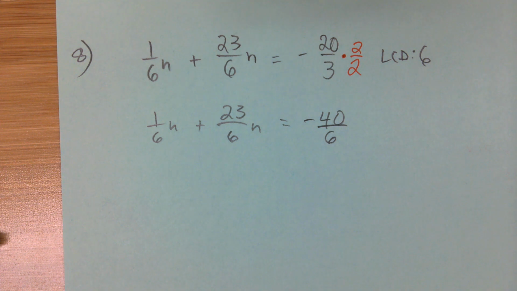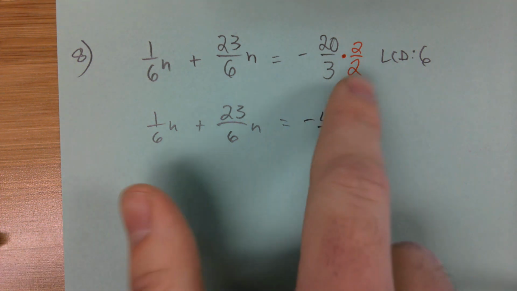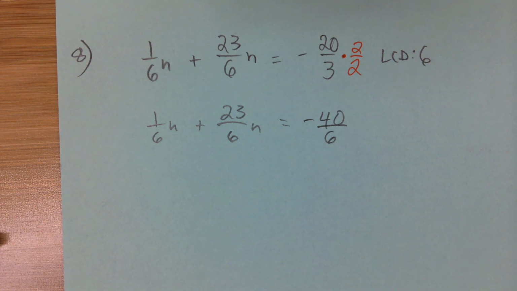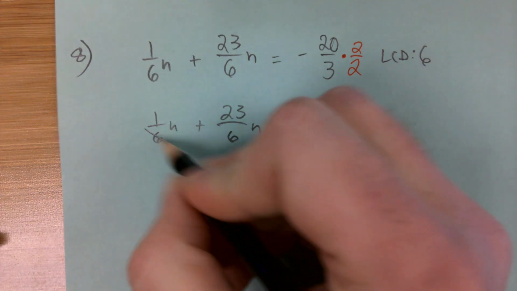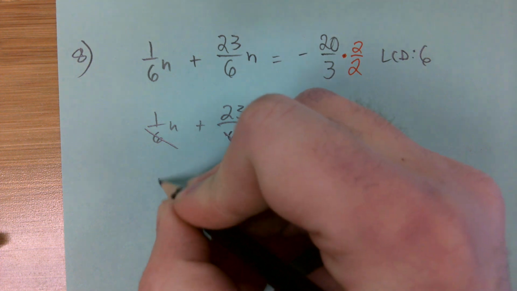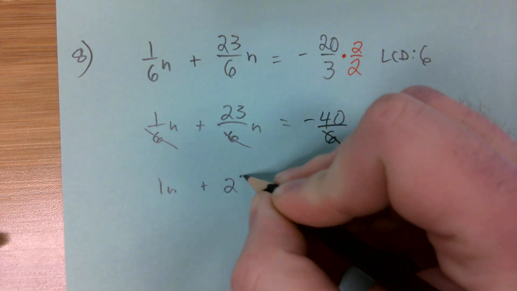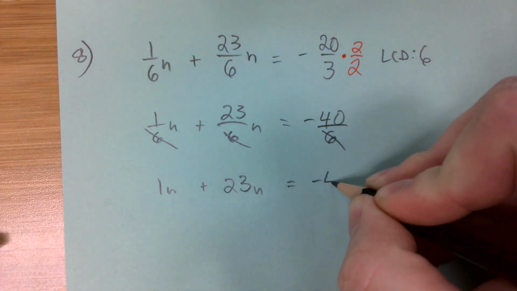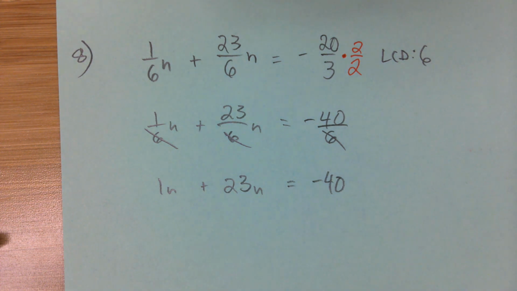So all we did was inflate that negative 20 over 3 two times. We made it twice as large by multiplying by 2 over 2, just so we could cross out all of these sixes, so that we have 1n plus 23n equals negative 40.